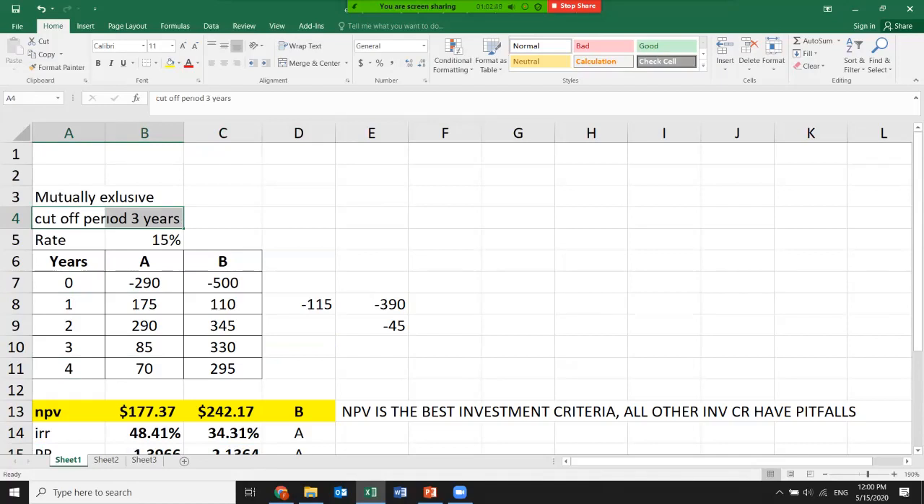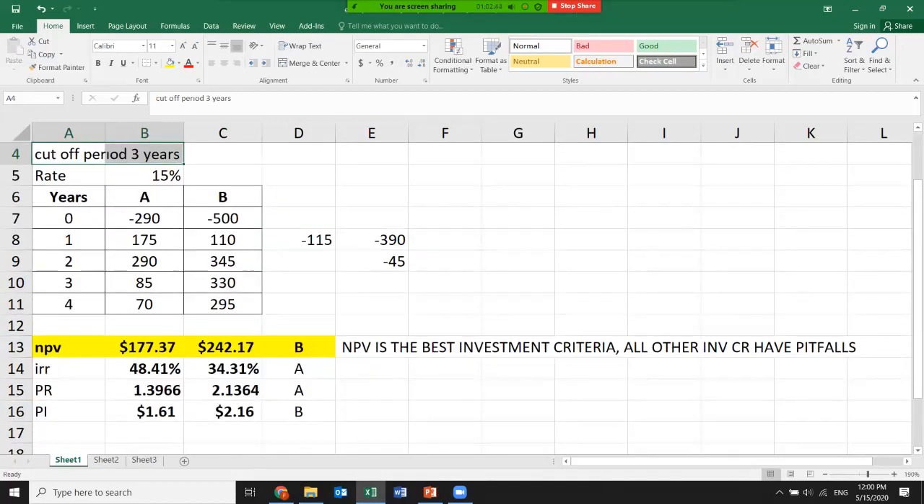Cutoff period means you put a limitation in number of years that the payback rule should allow. You should not accept any project which goes beyond 3 years. So for us, it's important to have it within 3 years. If it doesn't cover in 3 years, you do not accept according to the payback rule. But if it covers within the 3 years, you accept.